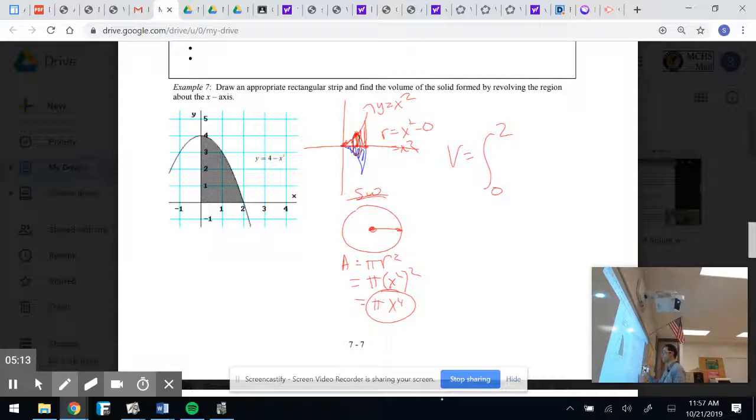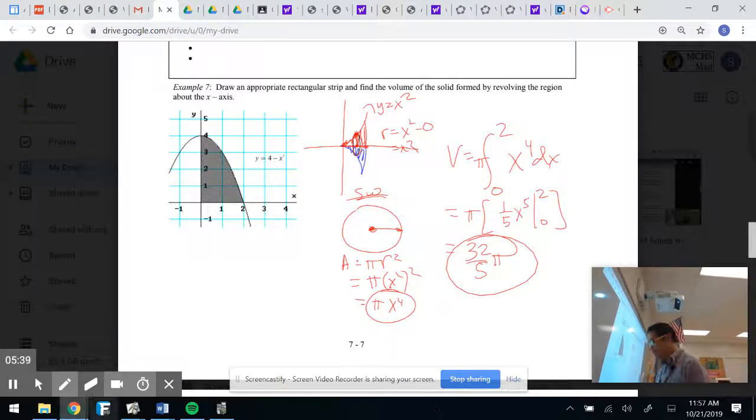And then remember, it's just the area of a circle, which is pi. I'm going to bring the pi out because it's a constant, and then x to the 4th dx. And then just do a little math. The antiderivative of that would be 1/5 x to the 5th, from 0 to 2. Do a little fundamental theorem of calculus, and that would be 32 over 5 pi. Done!